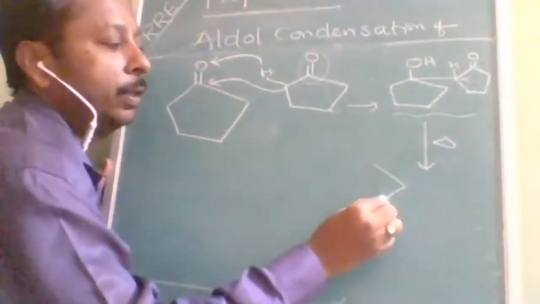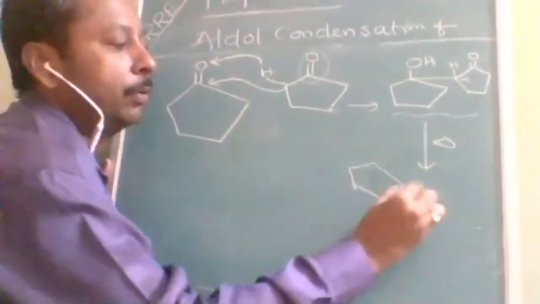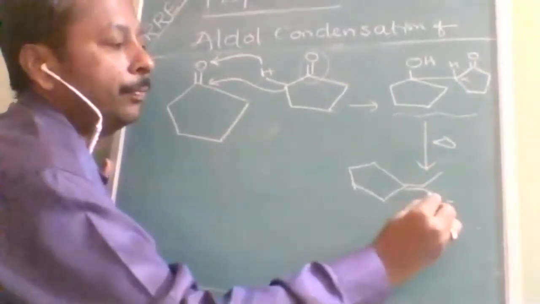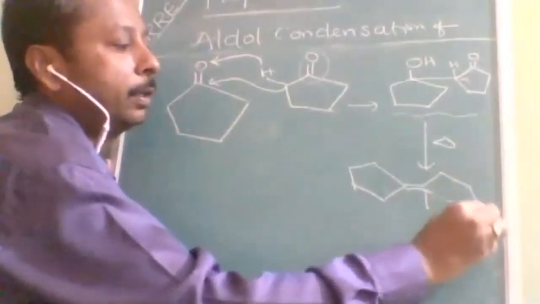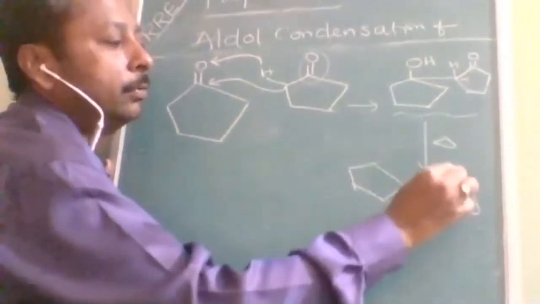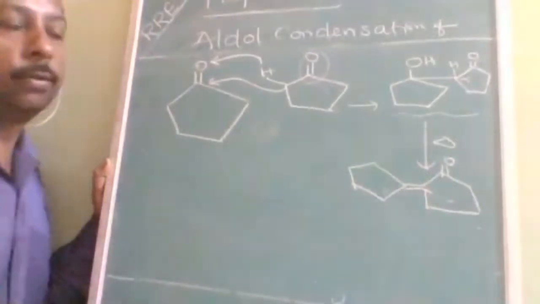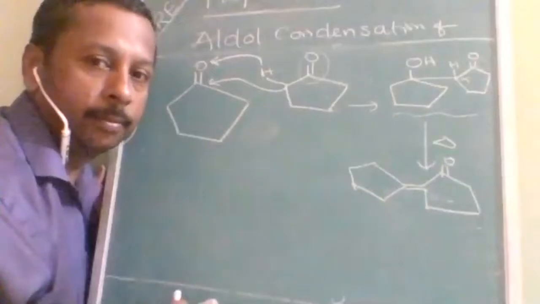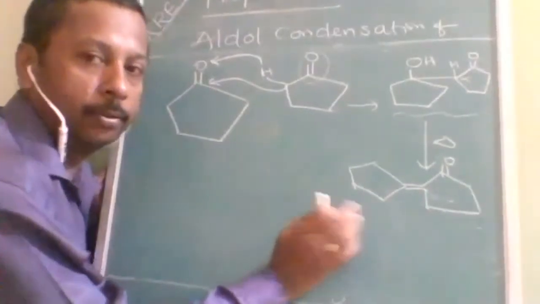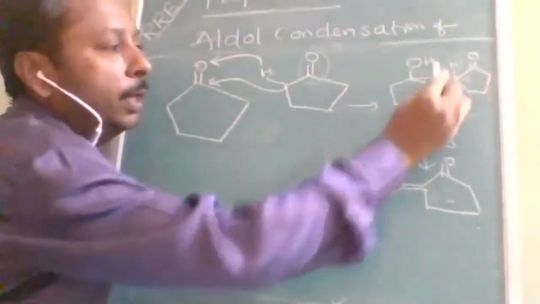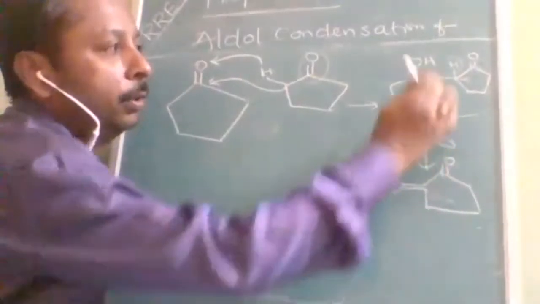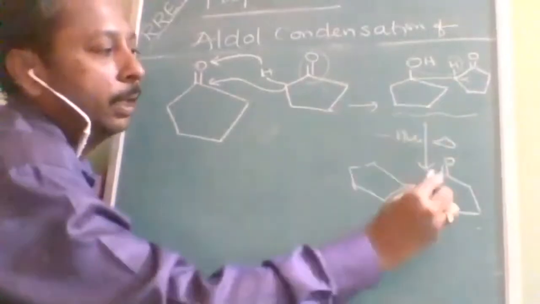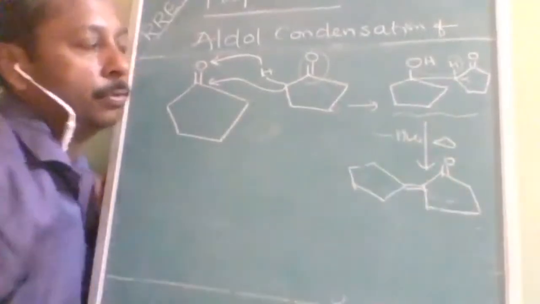Then it appears a little more beautiful compared to that product. This is the product we get after heating. It happens with everything, but questions mostly come in cyclic compounds only. So H and OH are lost as H2O, and this is converted into a double bond. I have written it like this, and this is the double bond between these two carbon atoms.